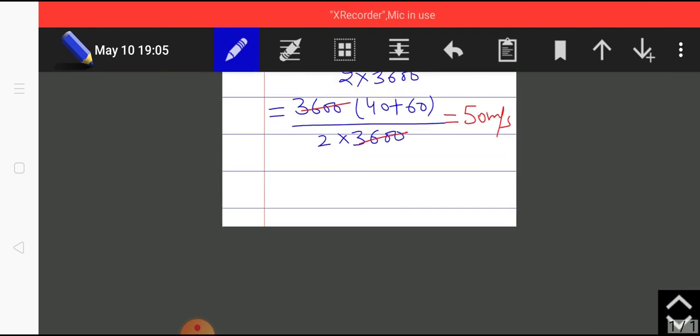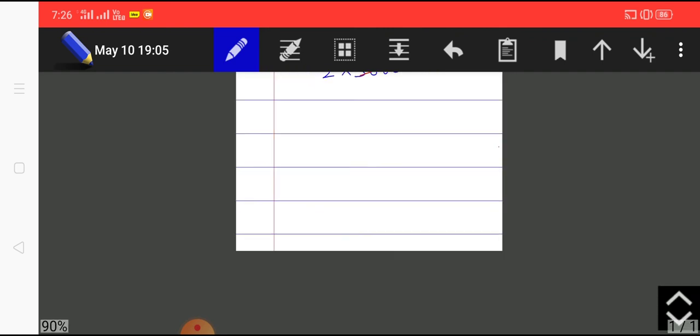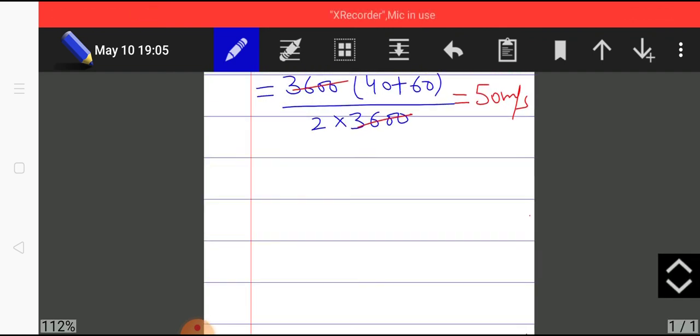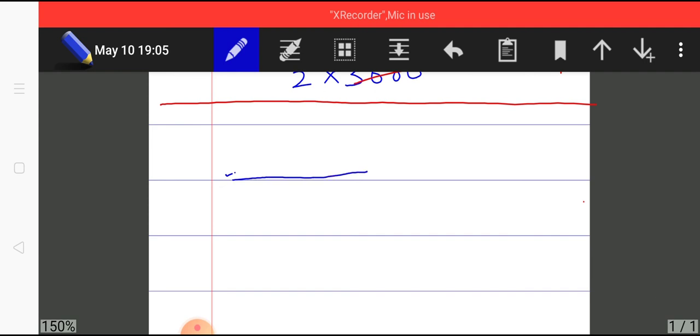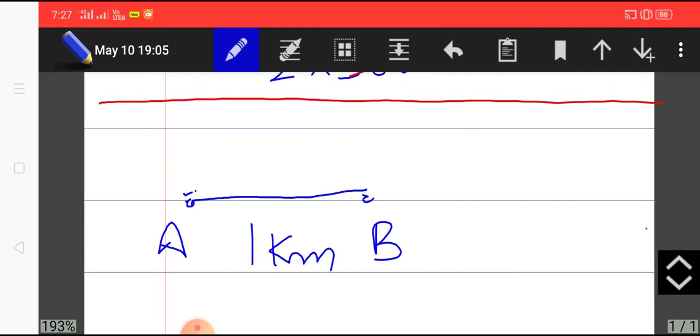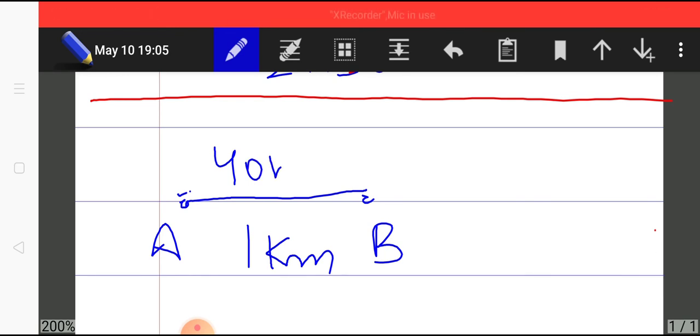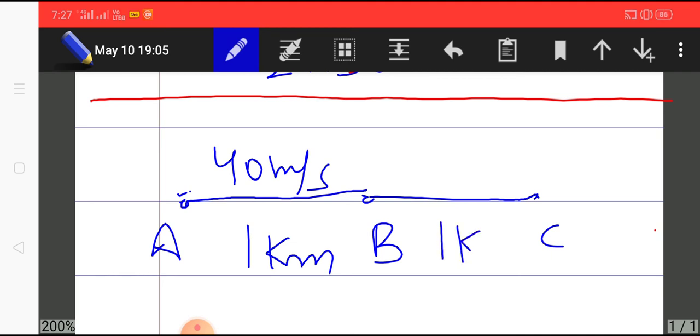Now what can be a second example? In the second example, we'll take an example for equal distances. So again, let us consider an object which is moving with a speed of 40 meter per second for the first kilometer. Now instead of time, distance is given. So for the first kilometer between A to B, the speed of the object is 40 meter per second, and then from B to C, the second kilometer, the object moves with speed 60 meter per second.